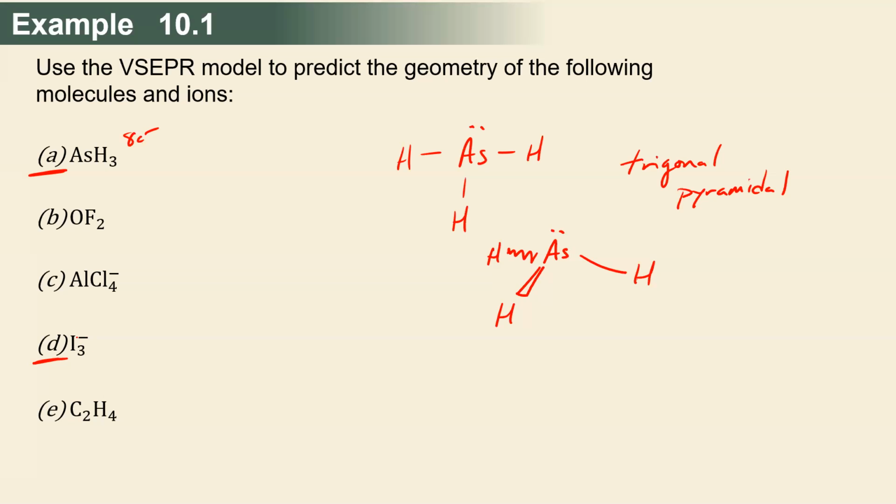I3 minus, iodine has 7 valence electrons, so that's 21 plus 1 for the minus, that's 22 electrons. Well, you bet we're going to have an I in the middle and an I on each side. 2, 4, 6, 8, 10, 16 electrons. I filled up the octet on my peripheral atoms. I still have leftover electrons. I'm going to put those on my central atom. And that should be 22 electrons total. Now, since this is an ion, I need my brackets and my charge.